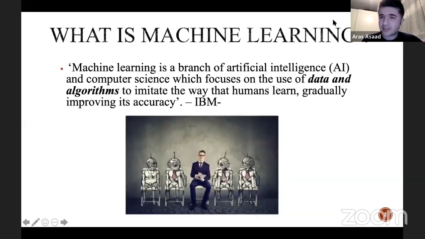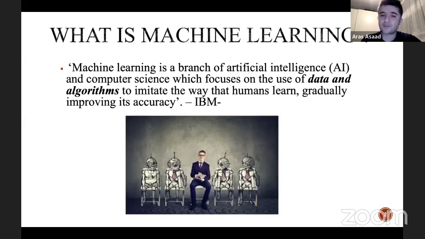So I start by sharing this definition of machine learning, which is slightly different from the definition given in the introduction. Because this presentation is shared live on Facebook, for people who don't know anything about machine learning, in very simple words, machine learning can be regarded as a branch of artificial intelligence and computer science that focuses on the use of data and algorithms combined to imitate the way that humans learn and gradually improve its accuracy.